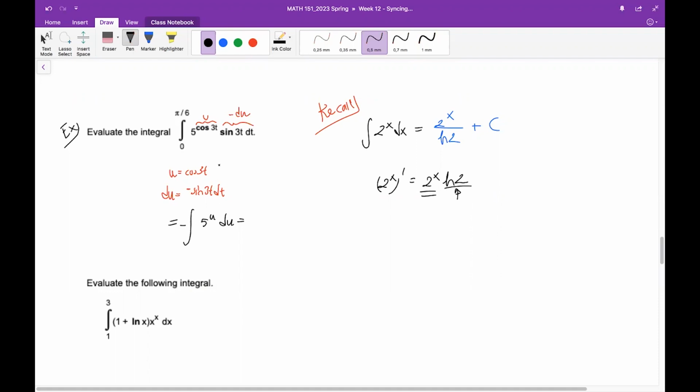But before evaluating, we need to understand the boundaries of u because this is a definite integral. So we need to transform the boundaries given for t here to the boundaries of u. So if t is 0, cosine 0 is 1. If t is 30 degrees, which is pi over 6, then what is u? Then cosine of 3 pi over 6, which is pi over 2, and cosine pi over 2 is 0. So the new boundaries should be written as from 1 to 0, okay?